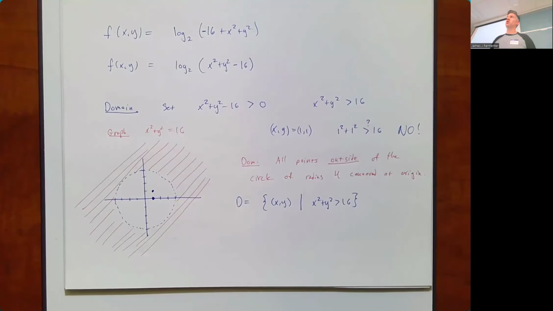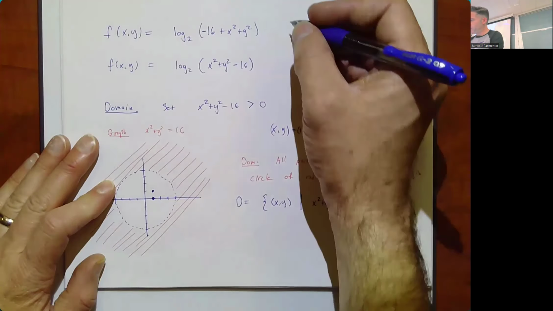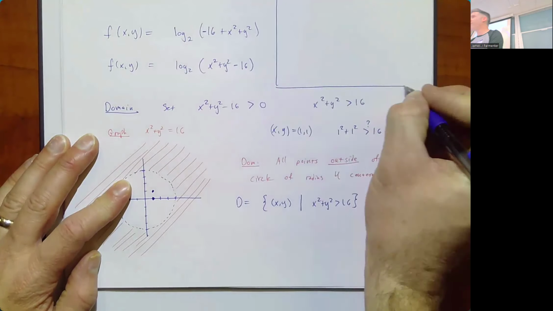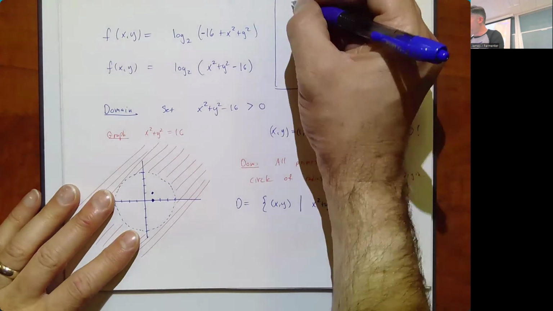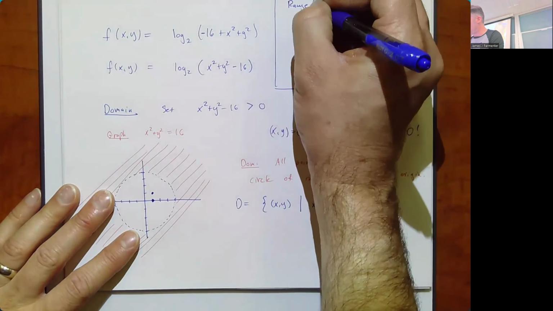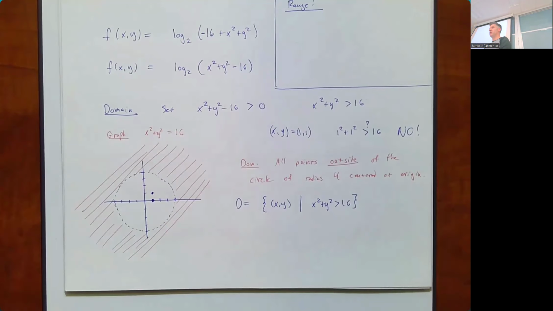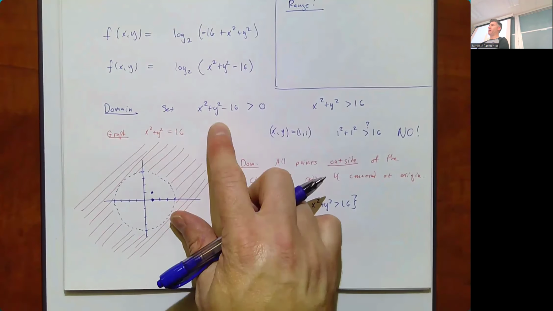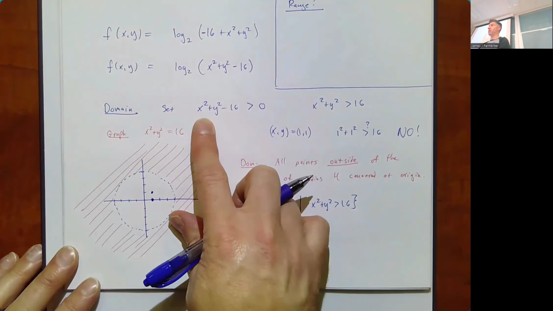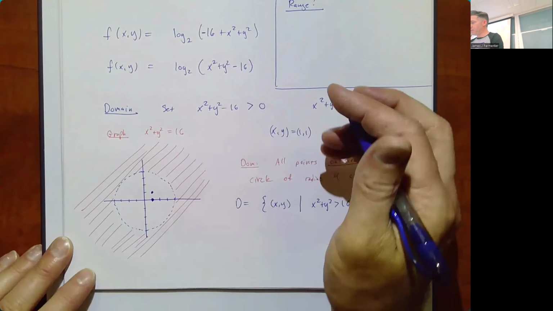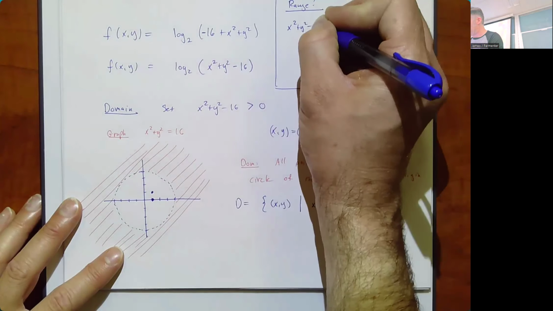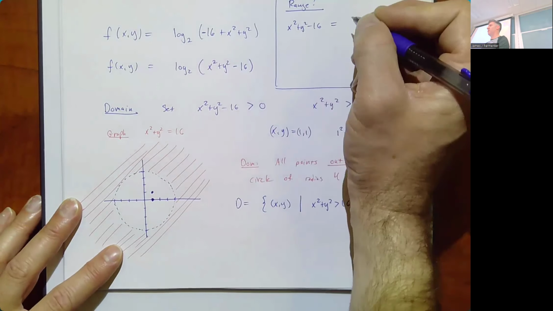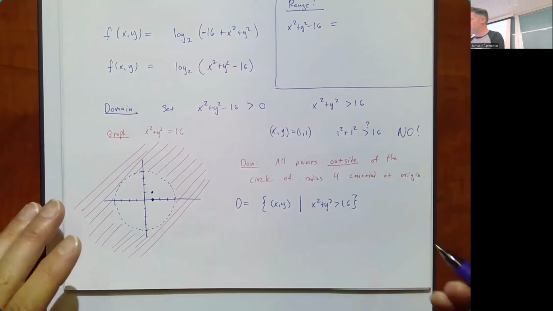What about the range? Range is an interesting question here. I would say range is an interesting question because it usually takes a little bit of doing to figure out. So range. I know the insides have to be positive, right? Because my domain says so. So for one second, let's say that x squared plus y squared minus 16 is just equal to some q. Let's call it q for a second.